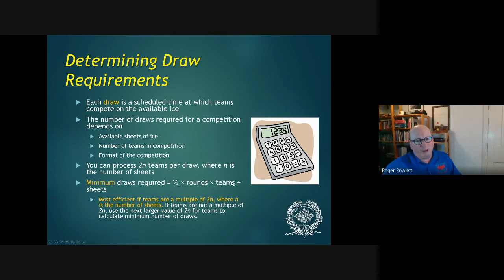We've got 16 teams, right? So 1/2 times 4 times 16 divided by 4 is 8 rounds, or 8 draws, right? So you would need 8 individual times on the ice to complete that event, minimum, depending on the type of event that you're running. So that's the kind of calculation you're going to have to do when you're setting up your Bonspiel to determine how many teams you can actually invite.